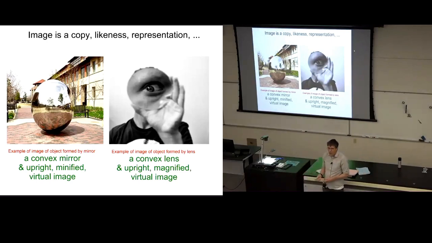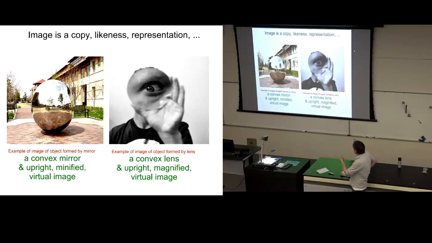Here's just a slide to introduce the concept of an image. So what is an image? What do I mean when I say the word image? What I mean is a copy or a representation or a likeness of some real object. Here's a couple of examples on this overhead, one on the left and one on the right. On the left is an image formed of an object by reflection in a mirror, and on the right is an example of an image formed of an object by a lens.